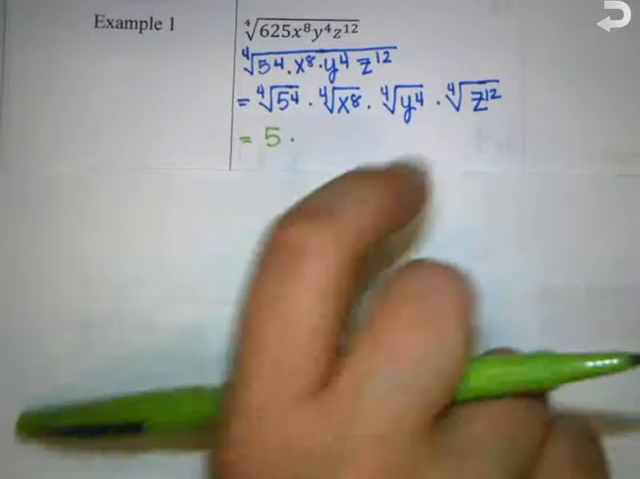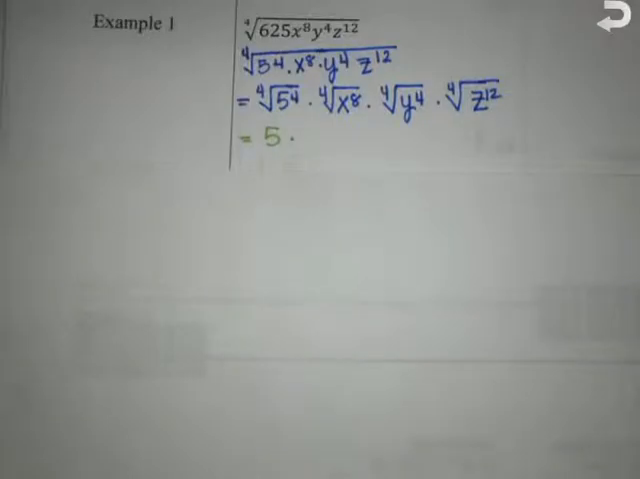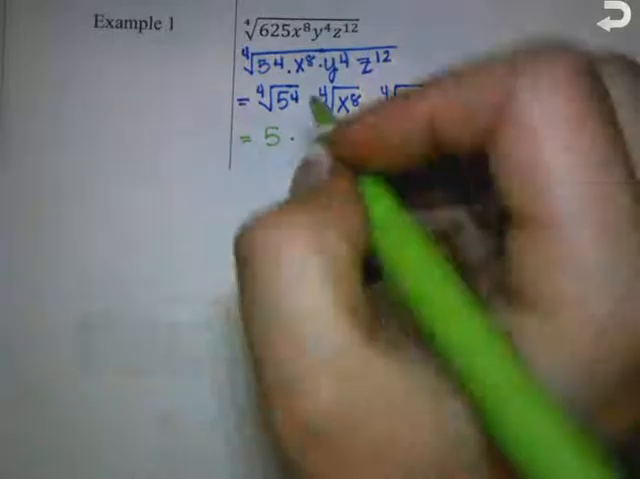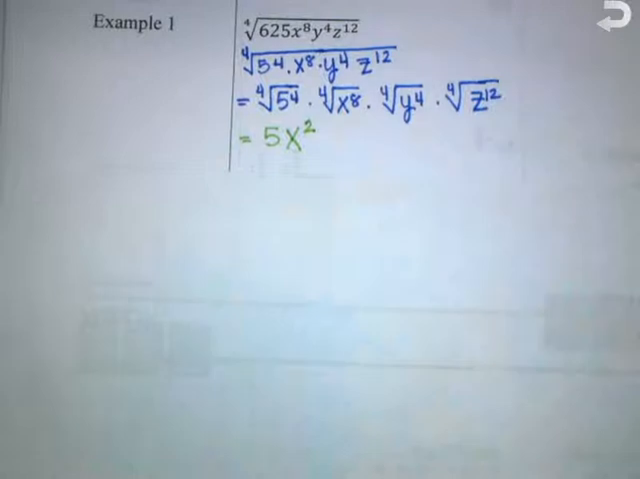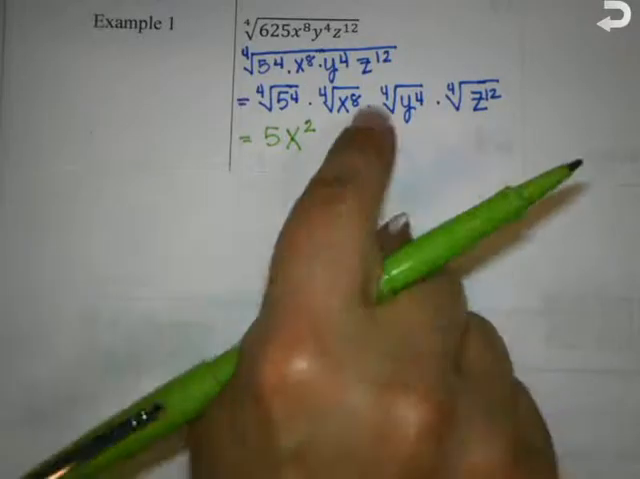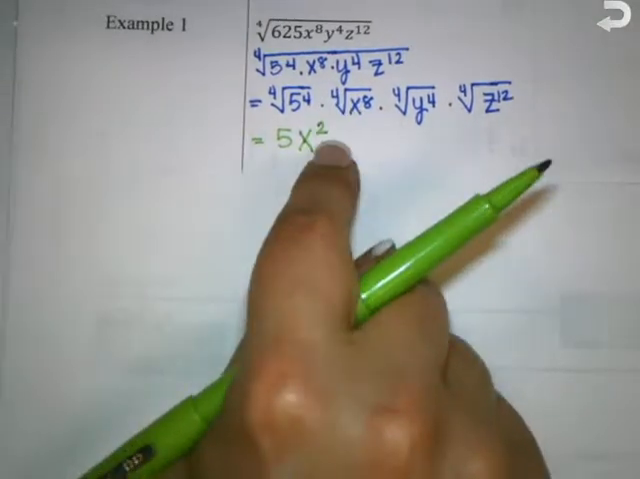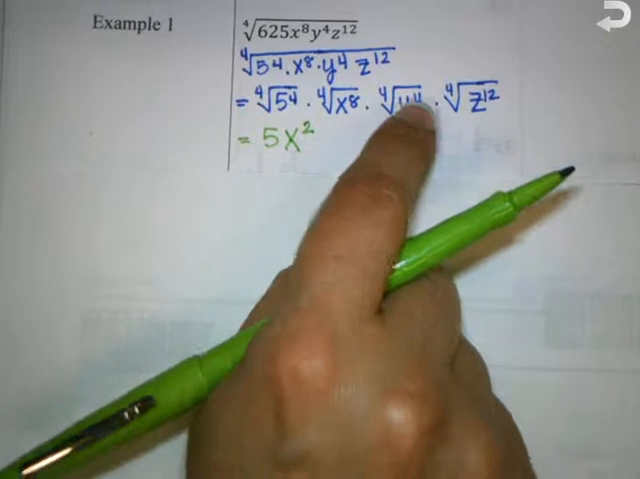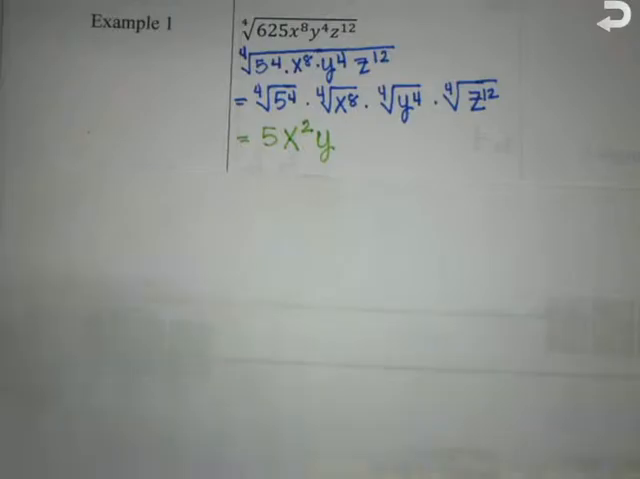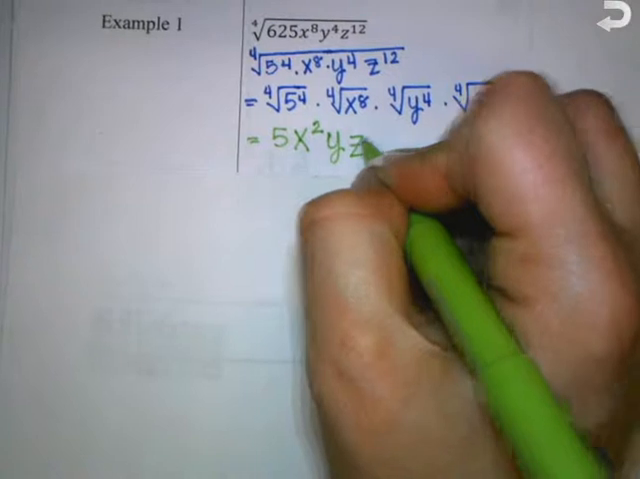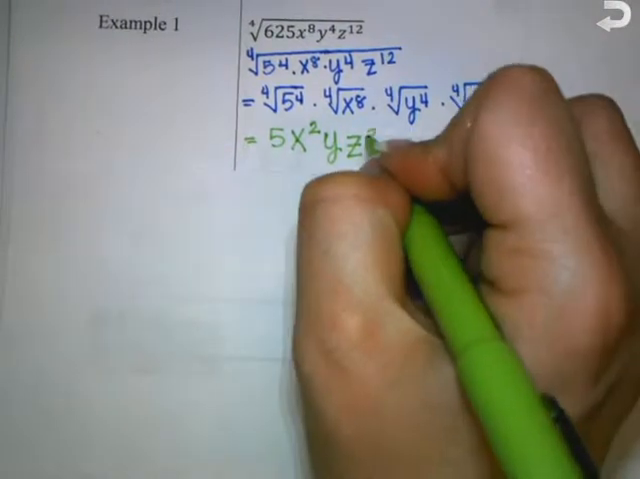Okay, what about the fourth root of x to the 8th? How many groups of 4 are in there? 2. So this is going to be the same as x to the 2nd. How did I get that? 8 divided by 4 gives me 2. What about y to the 4th? That's just y. And what about z to the 12th? 3, right? 12 divided by 4 gives me 3.